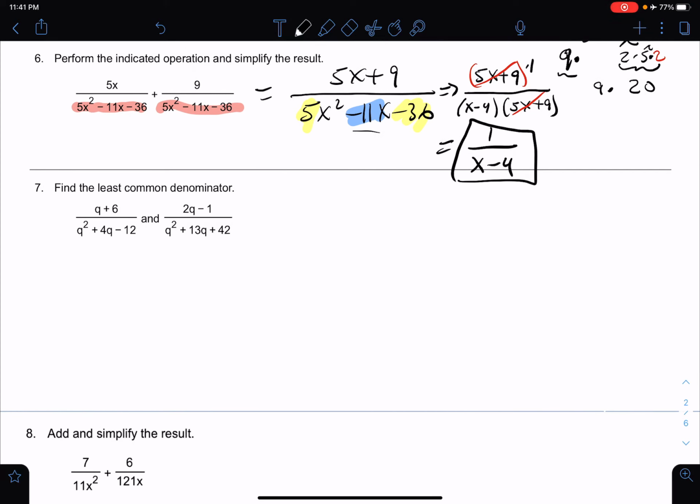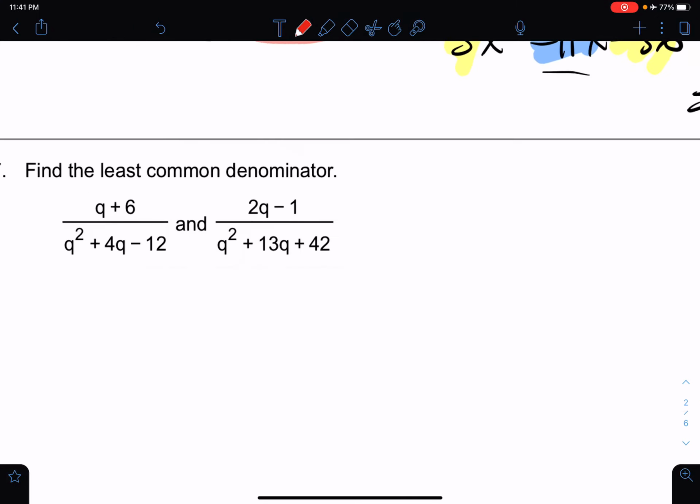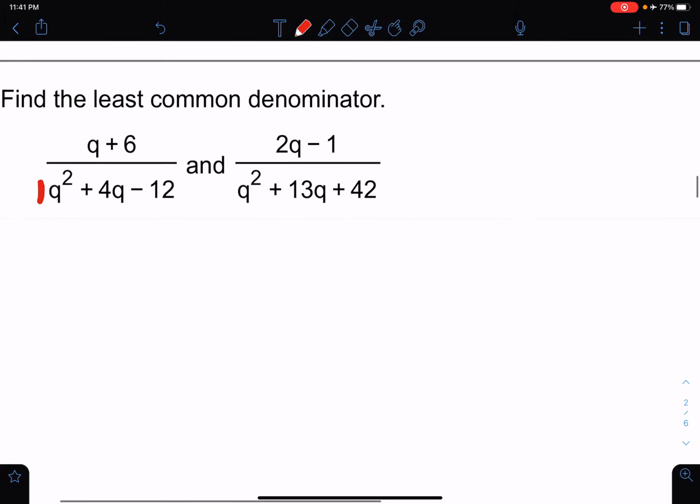Look at number 7. Number 7 says, find the least common denominator. Here we go. In order to find the least common denominator, we're going to need to factor. And we're pretty happy that the factoring is not too bad. It has a leading coefficient of 1 there. So let's take care of business with this one.